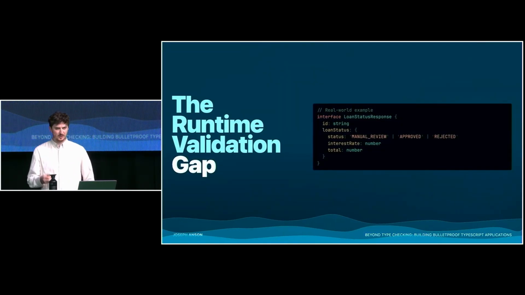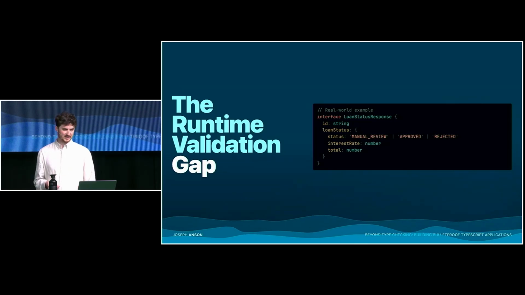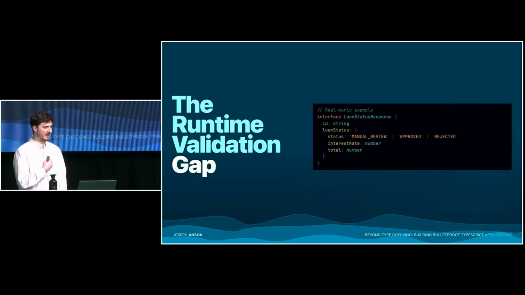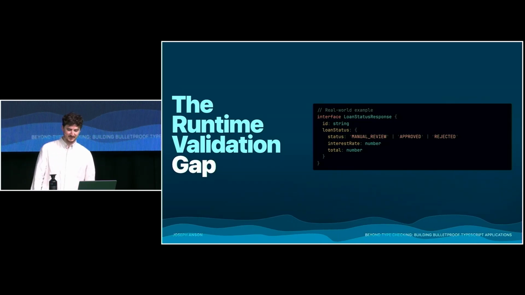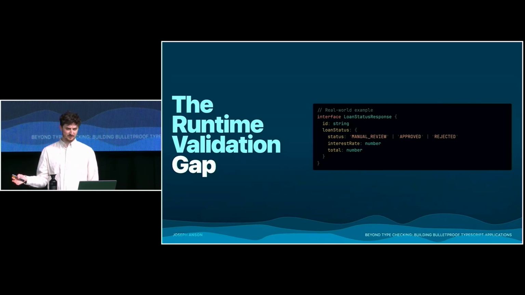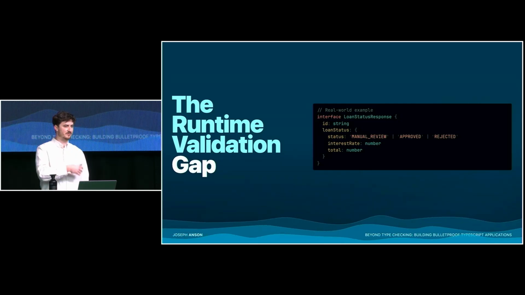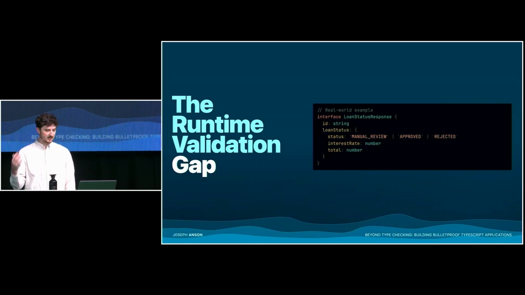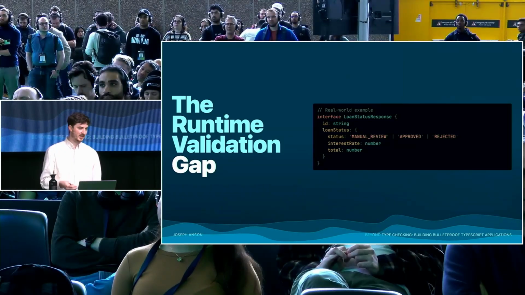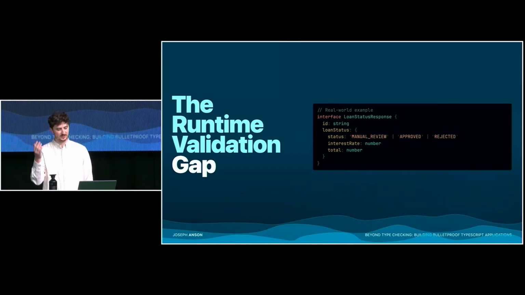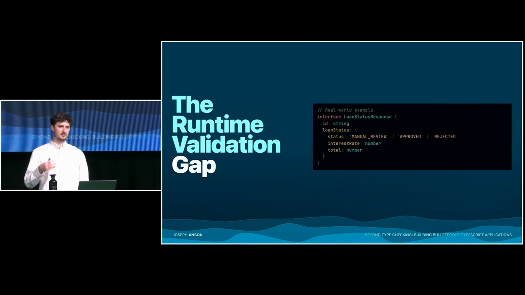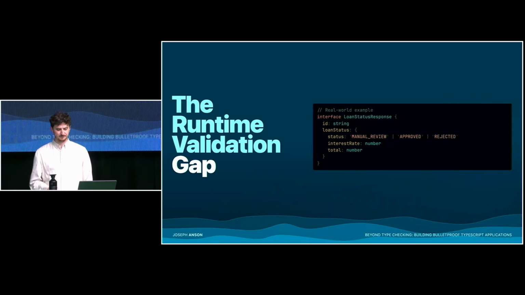So I'm going to give you a short example here of the runtime validation gap. This is actually from an application I've been working on at my current client. We'd been building a loan application. The whole idea was the user would come, fill in their incomes, their expenses, and eventually they would be told whether they've been approved for this loan, or declined, or in this case, a manual review. And they'd be told what interest rates they got and the total amount.